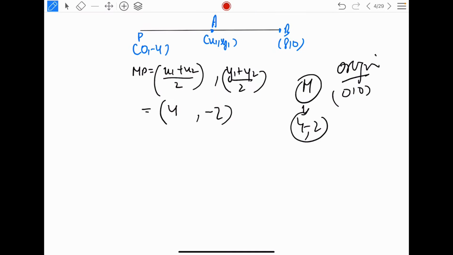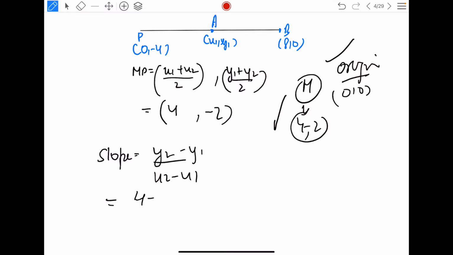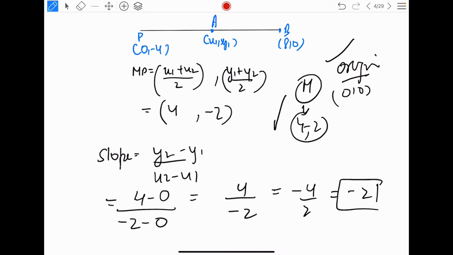So the slope of the line will definitely be y2 minus y1, 2-point form, upon x2 minus x1. We can take anything as y1 and y2. Let's take this one as 2, this one as 1. So 4 minus 0 upon minus 2 minus 0. So this is 4 upon minus 2, minus 4 by 2, which is minus 2. That is your slope of the line. 2-point form, y2 minus y1 upon x2 minus x1, is your slope.